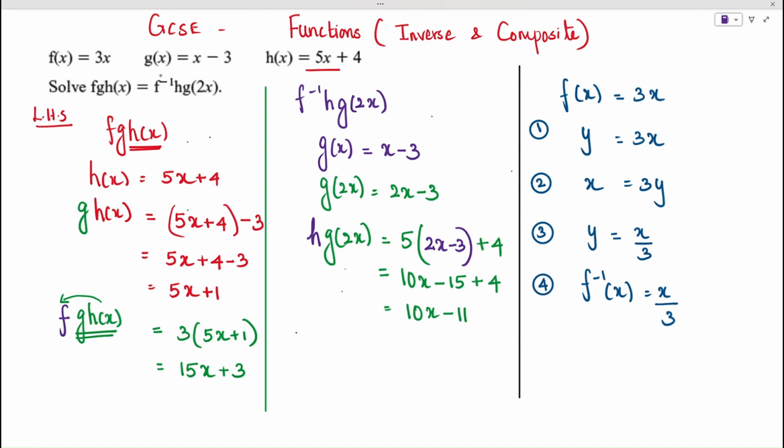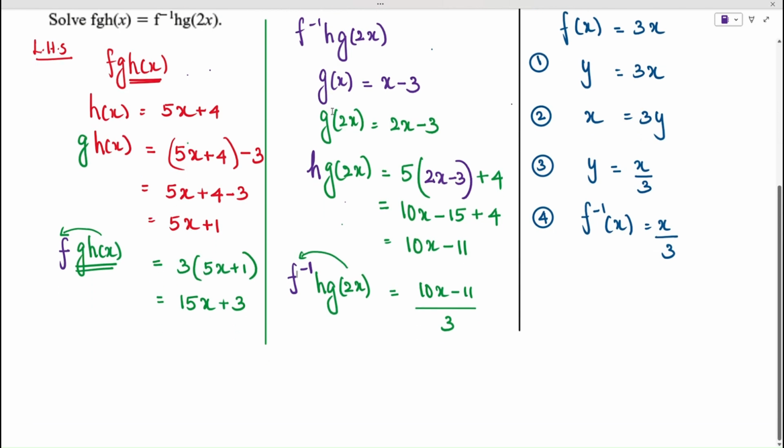We can now substitute h of g of 2x into it. So we have f inverse of h of g of 2x. We substitute a value of 10x minus 11 into x, so we have 10x minus 11, and we write that all over 3.